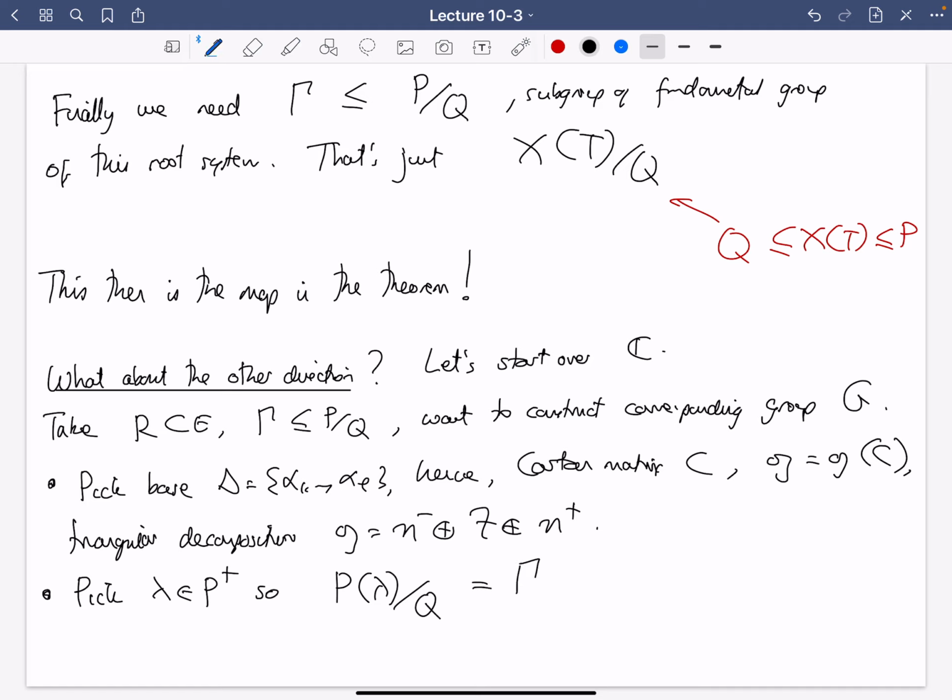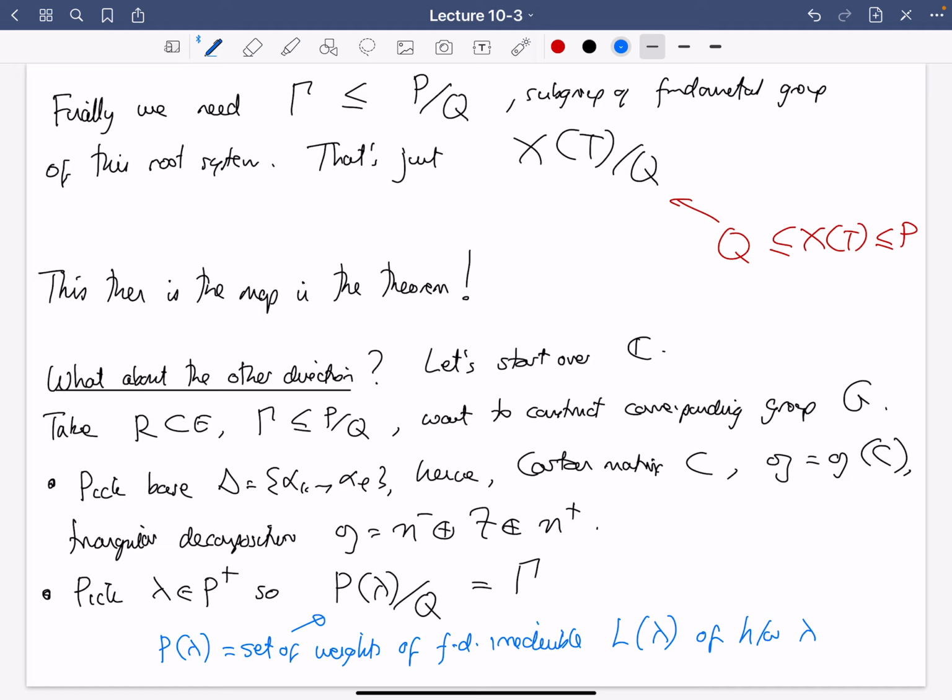Now, here are some things that I haven't really used very much. So remember, this P of lambda, it was the set of weights of the finite dimensional irreducible L of lambda of highest weight lambda. So that was what I talked about in lecture 10.1, the classification of finite dimensional irreducible representations.